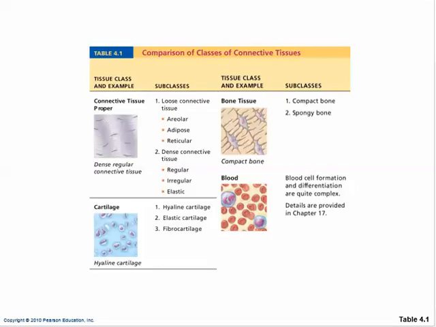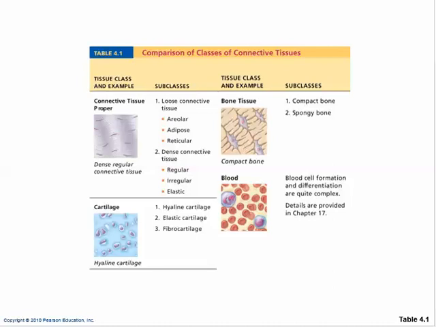Connective tissue proper is made of collagen fibers, and there are subtypes. There's loose and dense. So the loose is areolar, adipose, and reticular. The dense is regular, irregular, and elastic.